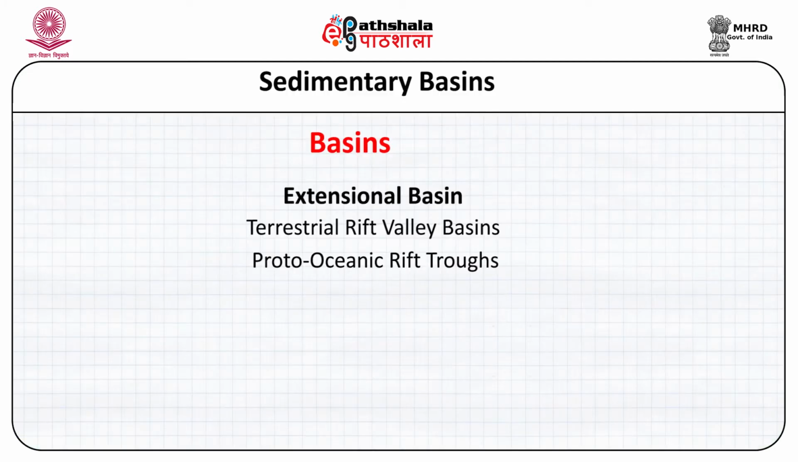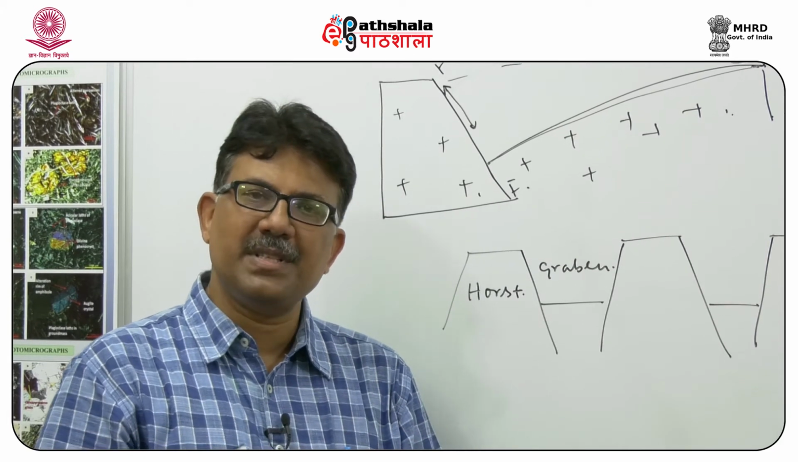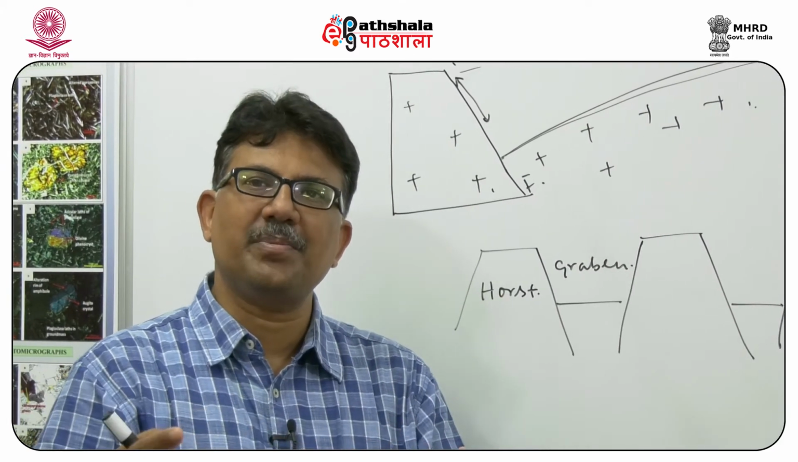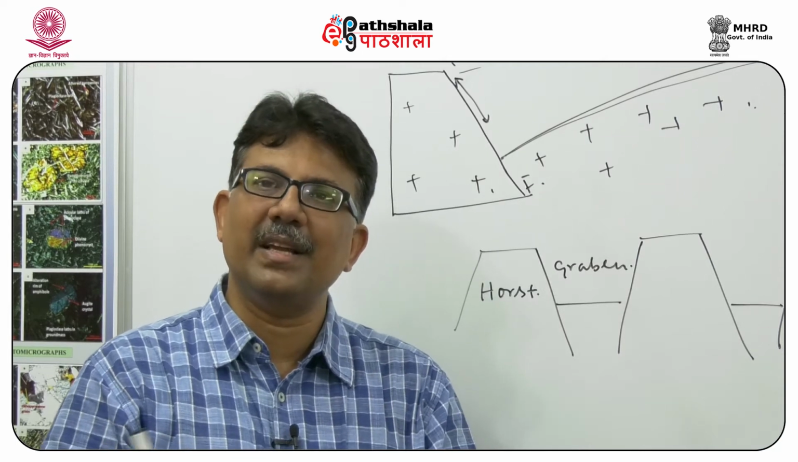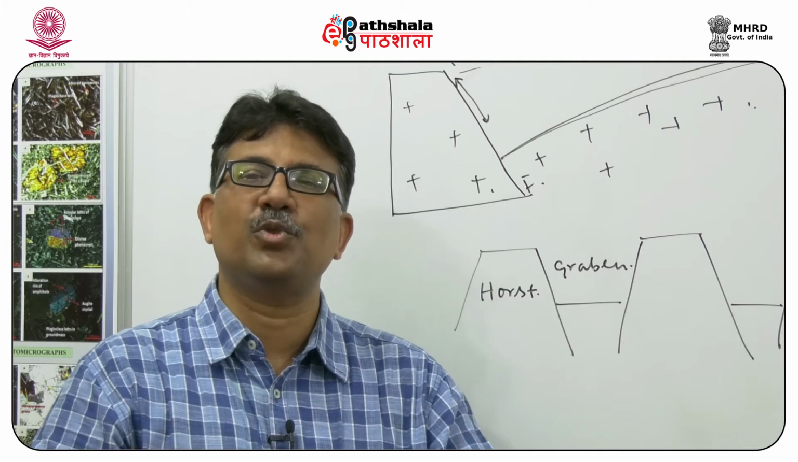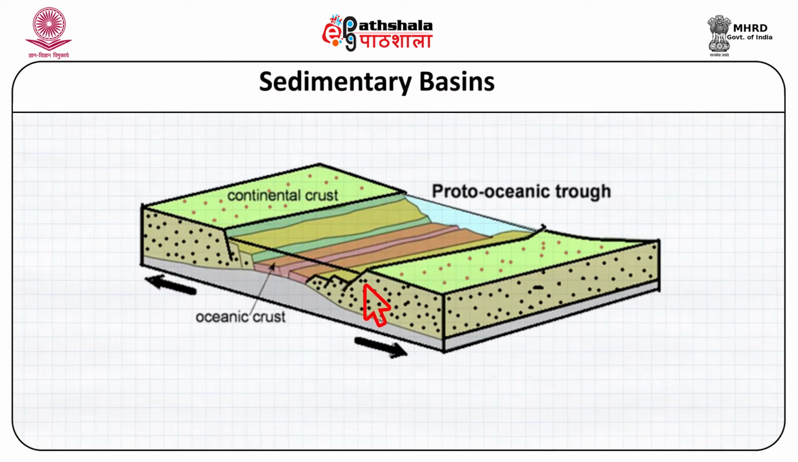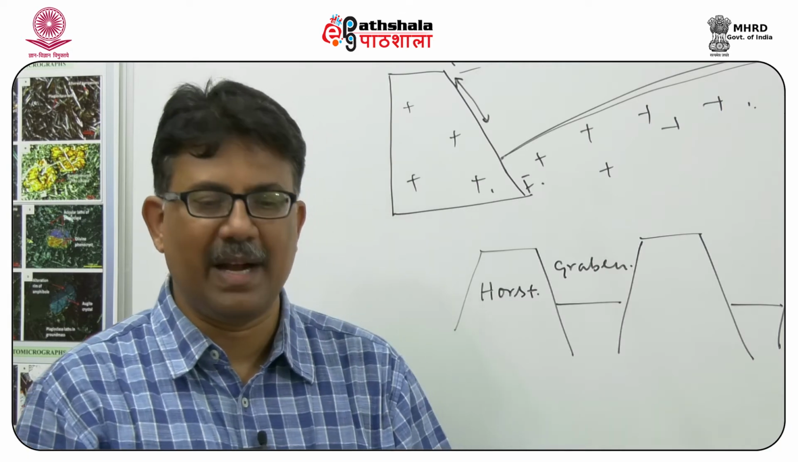We can also have a proto-ocean basin rift trough kind of setting, where the basin has an oceanic crust. That means the basin has started opening, the mechanical stretching led to the opening of the basin, that is spreading, but it has not spread to the full. So a basin which started spreading and generated oceanic crust, but did not evolve into a full scale ocean basin, we call a proto-oceanic rift trough. The Red Sea is a classical example of that.